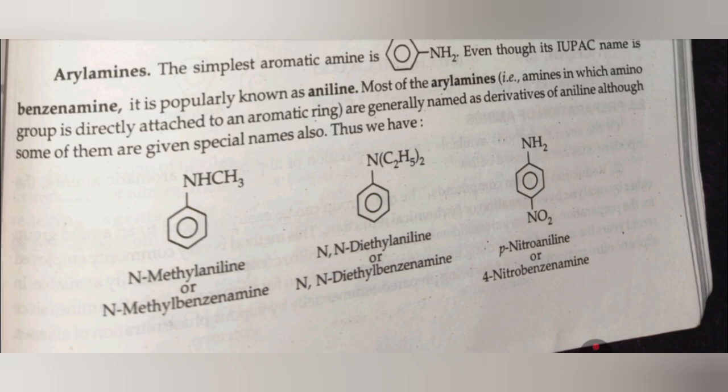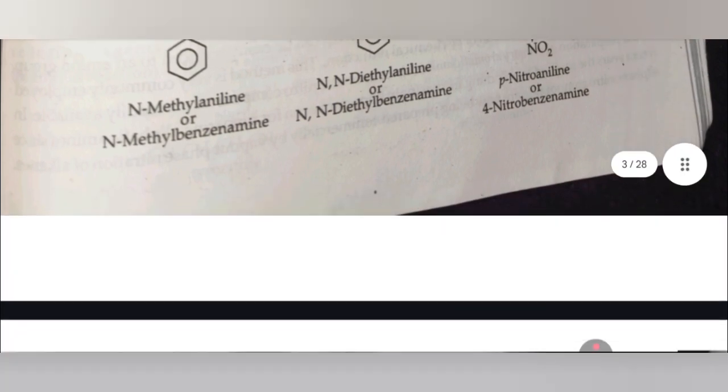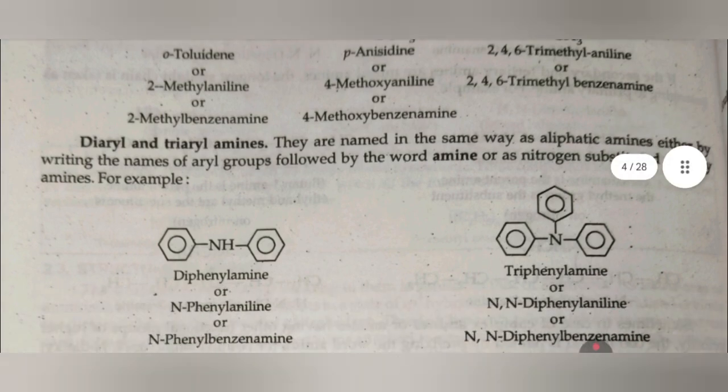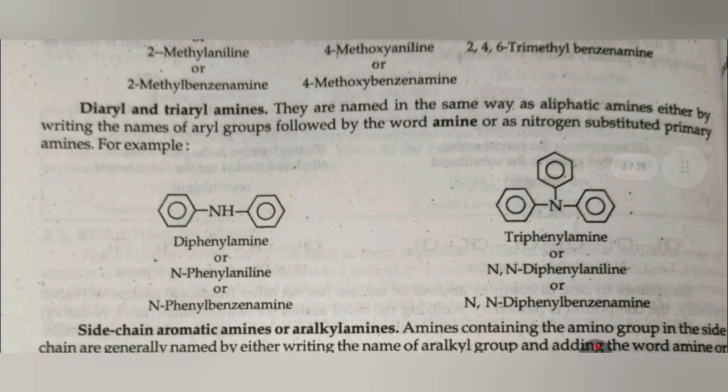Third is p-nitroaniline or 4-nitrobenzenamine. Ortho-toluidine or 2-methylaniline or 2-methylbenzenamine. p-Anisidine or 4-methoxyaniline or 4-methoxybenzenamine. 2,4,6-trimethylaniline or 2,4,6-trimethylbenzenamine.